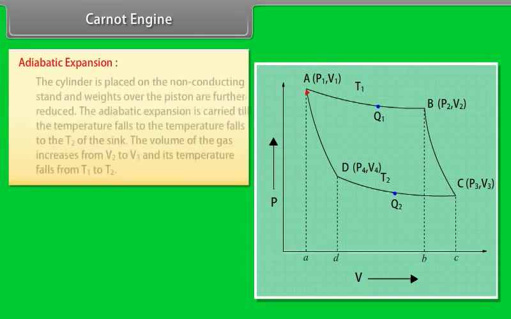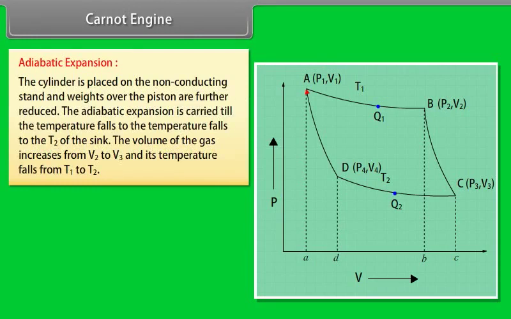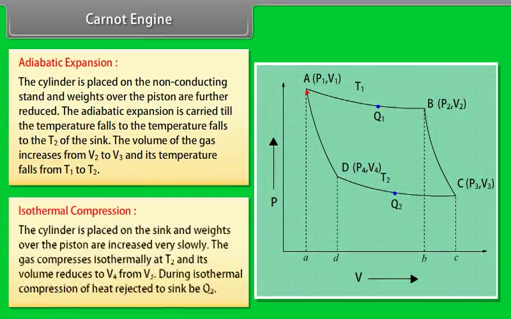Adiabatic expansion. The cylinder is placed on the non-conducting stand and weights over the piston are further reduced. The adiabatic expansion is carried on till the temperature falls to the temperature T2 of the sink. The volume of the gas increases from V2 to V3 and its temperature falls from T1 to T2. Isothermal compression. The cylinder is placed on the sink and weights over the piston are increased very slowly. The gas compresses isothermally at T2 and its volume reduces from V3 to V4. During isothermal compression, heat Q2 is rejected to the sink.